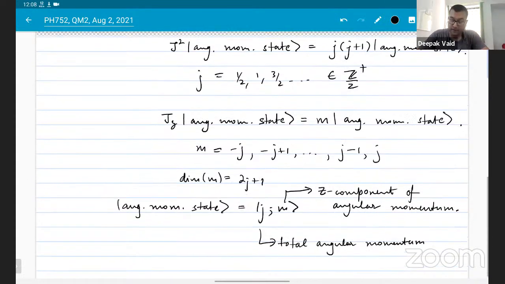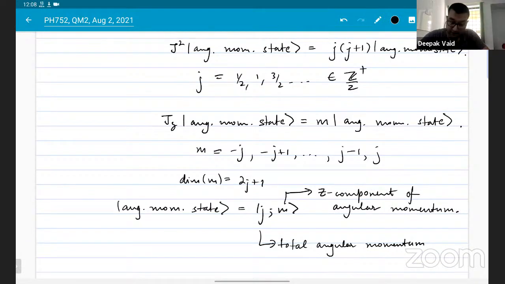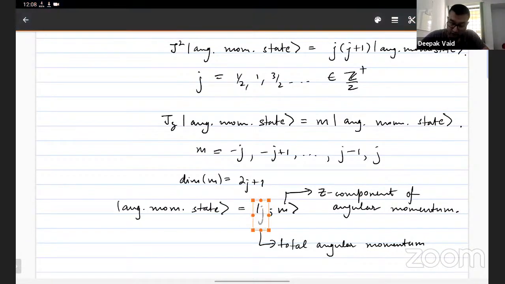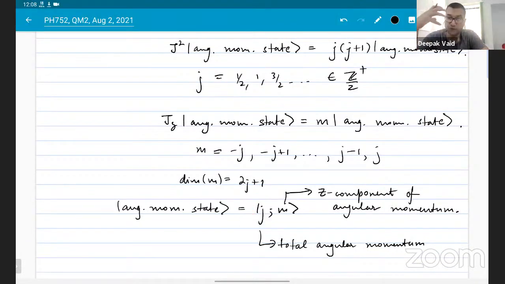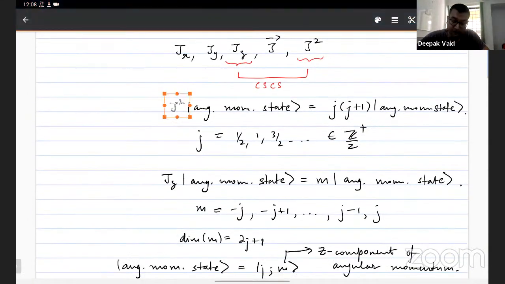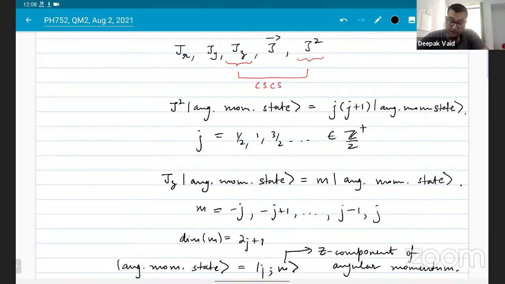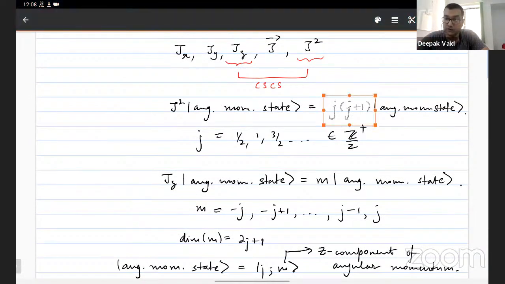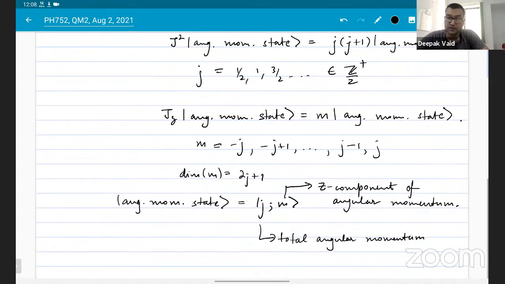And again, the total angular momentum is not actually j. If you do a measurement, what you measure is the eigenvalue of J squared. So if you wanted to assign a number to the total angular momentum, you would say that number is the square root of j times (j plus 1). But we just denote the state with the number j.